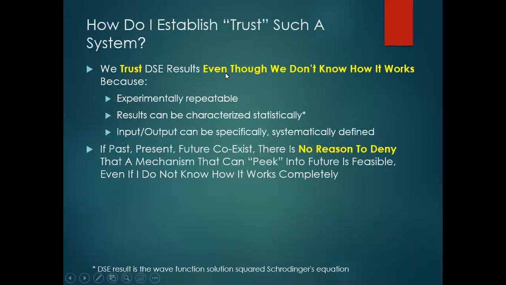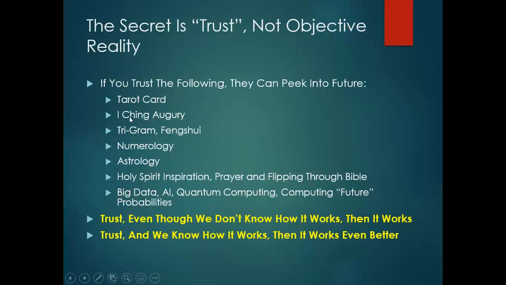So if we trust something even though we don't know how it works, well, how about I Ching augury, numerology, astrology, Holy Spirit, Bible, even big data and quantum computing? We trust them. If we trust these mechanisms, even though we don't know how they work, then they work.